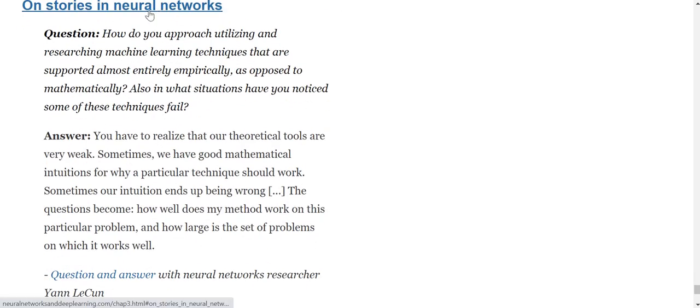Okay. So, on to stories in neural networks. Let's just read this. I don't really know what this is about. So, question: how do you approach utilizing and researching ML techniques that are supported almost entirely empirically as opposed to mathematically? Also, what situations have you noticed them fail?